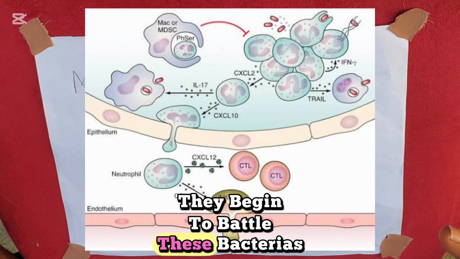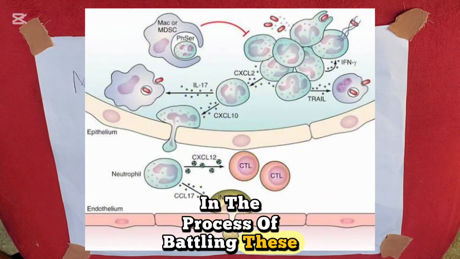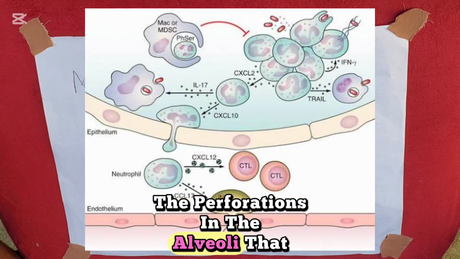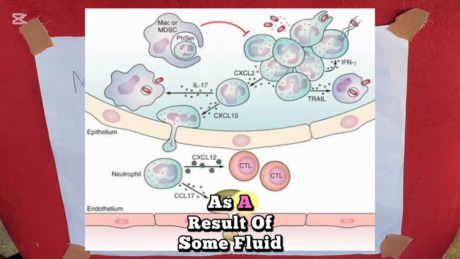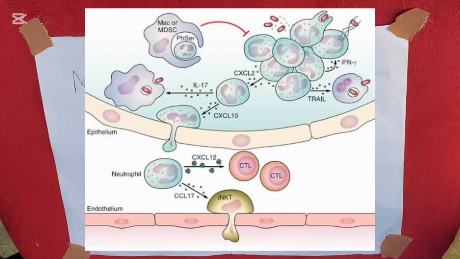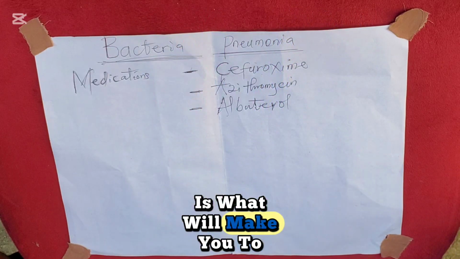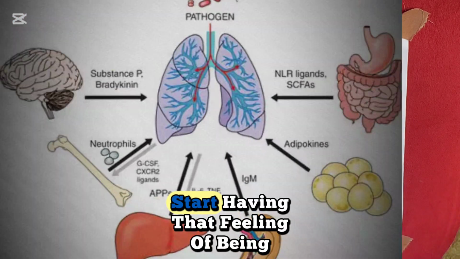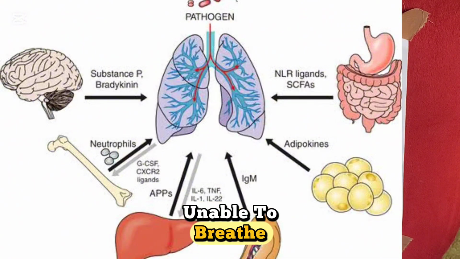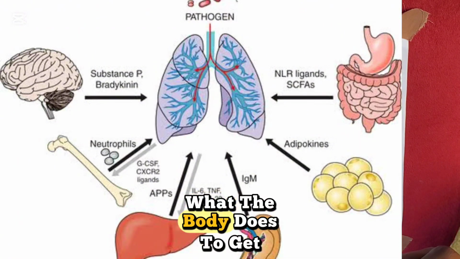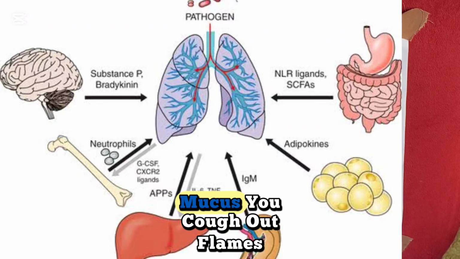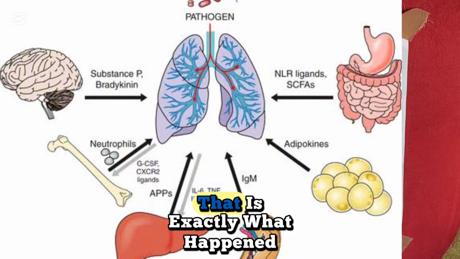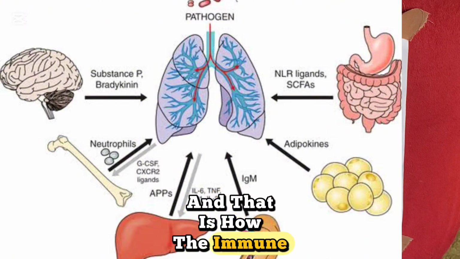In the process of battling these bacteria, the perforations in the alveoli that help in gaseous exchange begin to occlude as a result of some fluid that is being produced during this process. That occlusion is what will make you start having that feeling of being unable to breathe the way you should. So what the body does to get rid of that fluid is that you begin to cough. Sometimes you cough out mucus, you cough out phlegm. That is exactly what happens, and that is how the immune system combats this particular bacteria.